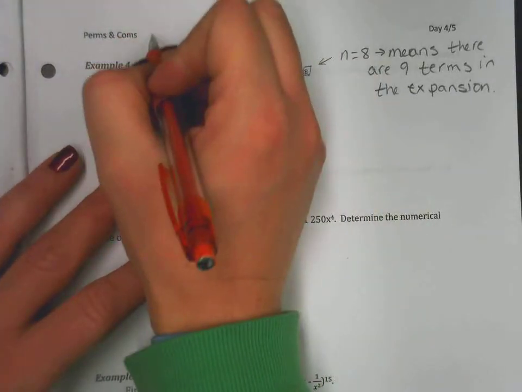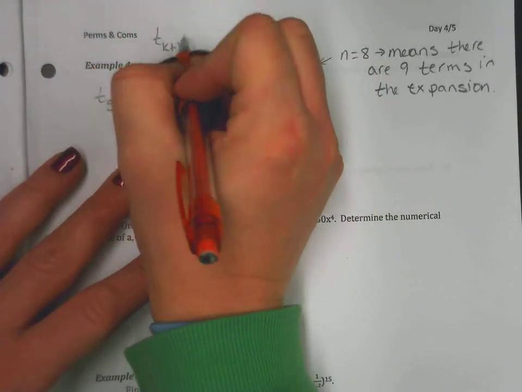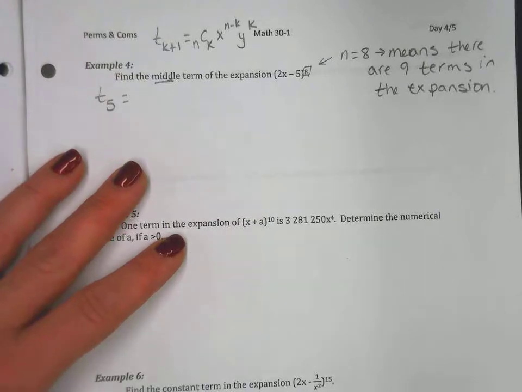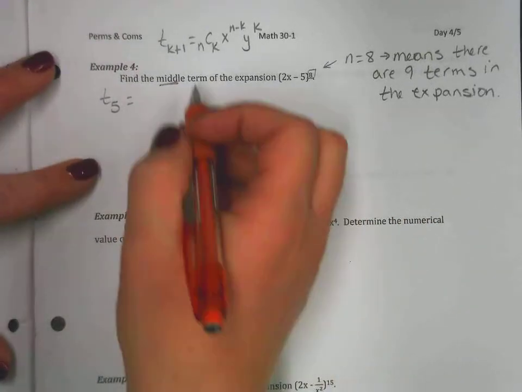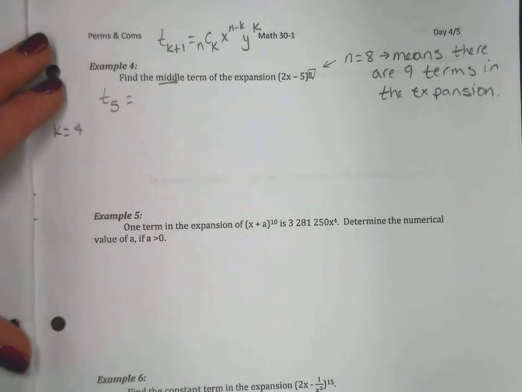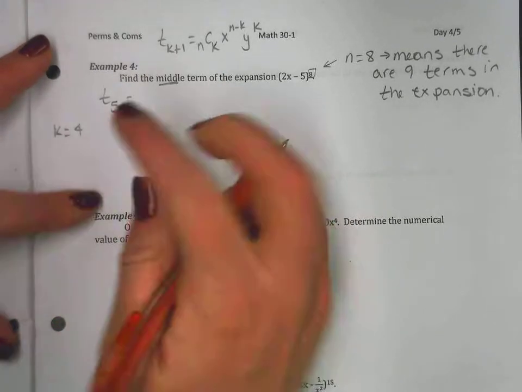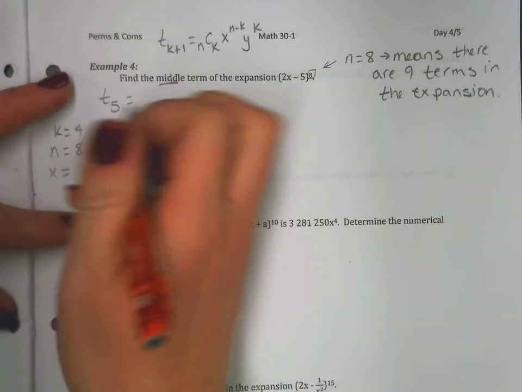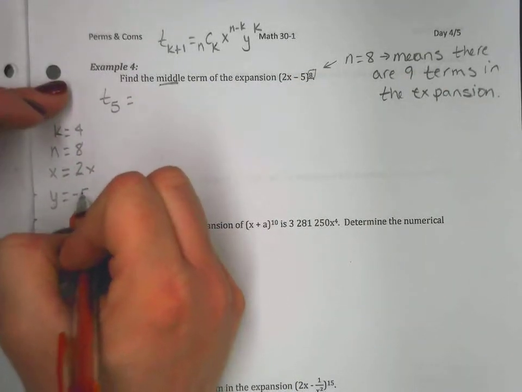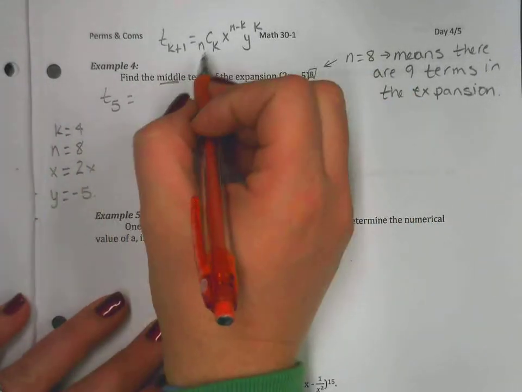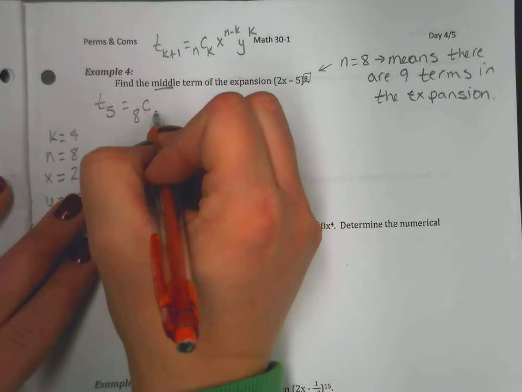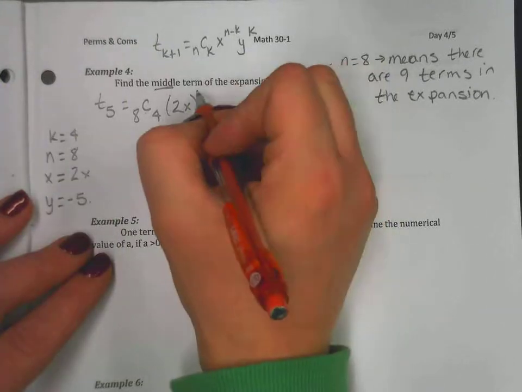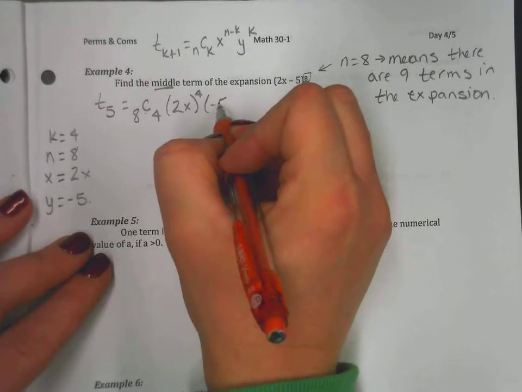So again, using this formula, I'll just rewrite it up here. I'm now going to find the 5th term of this expansion. So here my k value would equal 4, because 4 plus 1 would give me the 5th term. My n value would be 8. And my x is represented by a 2x. And my y is represented by a negative 5. So I'm going to substitute into my formula. I'm going to take 8 combination 4, x, which is really a 2x, to the power of n minus 4. So 8 minus 4 would give me 4. And then this would be a negative 5 to the power of 4.